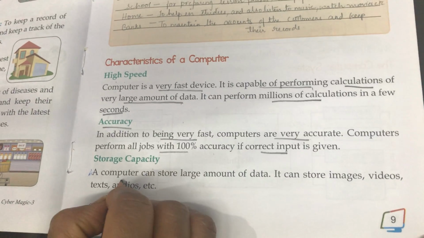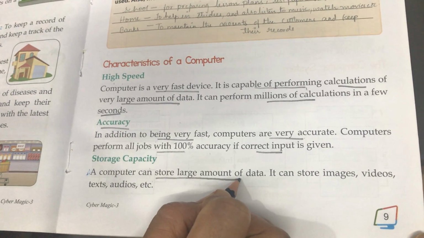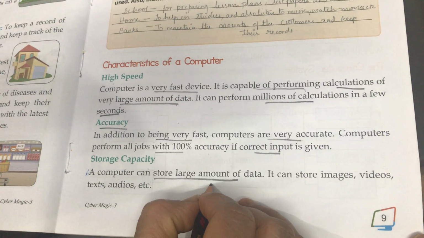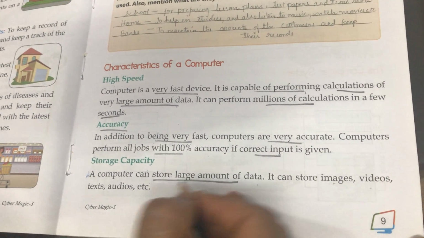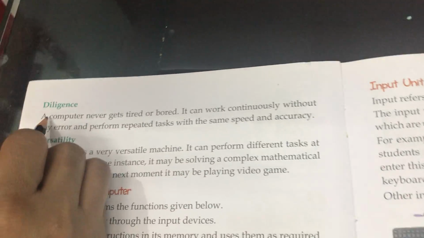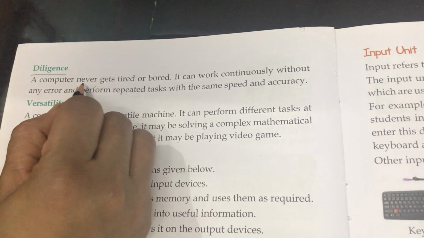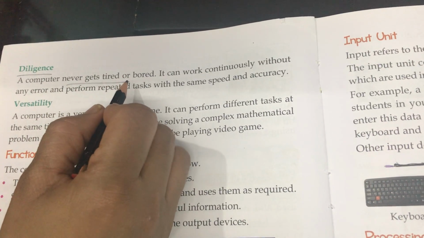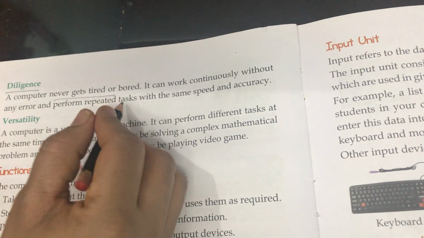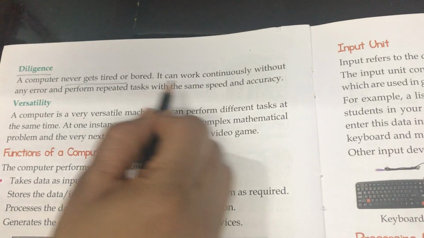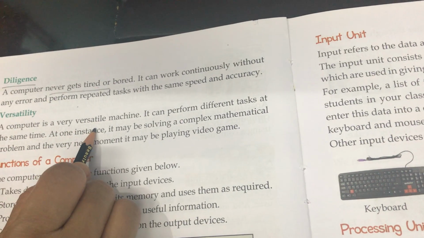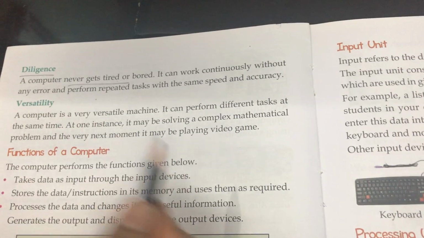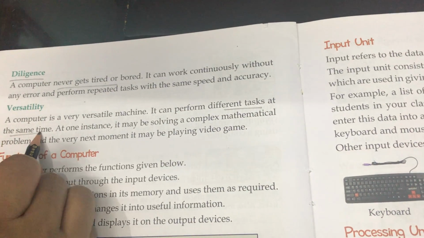Storage capacity: it can store a large amount of data. As you all know, with the help of the hard disk, it can store a large amount of data, such as images, videos, text and audio. Now diligence. What is diligence? A computer never gets tired. A human gets bored, but a computer never gets bored or tired, and it continuously performs repeated tasks without any error. Versatile: a computer is very versatile because it performs different tasks at the same time.